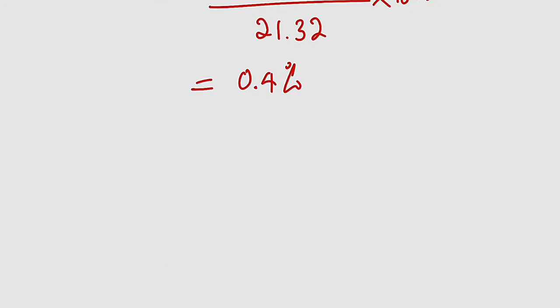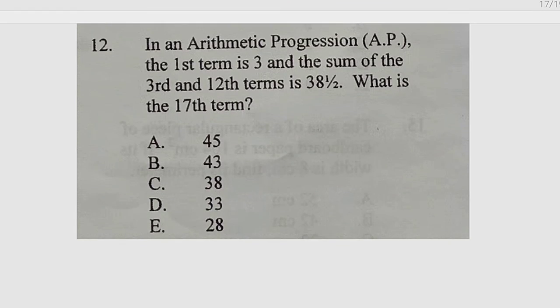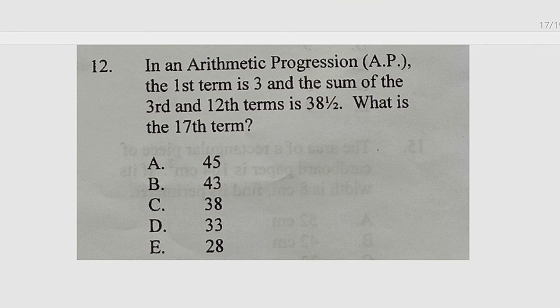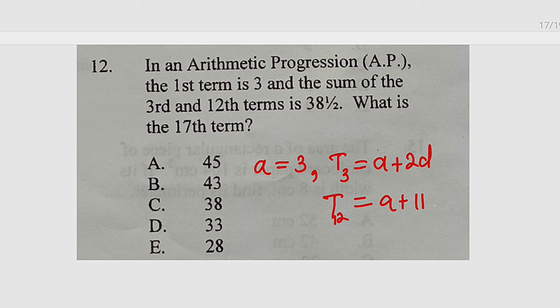Now let us move on to question number 12, which is the last question for today. In arithmetic progression, the first term is 3. Let me start by recording the data. A is the first term always, is equal to 3. Then the sum of the third and the 12th terms equal to 38.5. So what is third term? Term number 3 is equal to the first term plus 2 multiplied by the common difference. Then the 12th term, term number 12, is equal to A plus 11D. But we know that A is equal to 3, so we have to find the common difference.